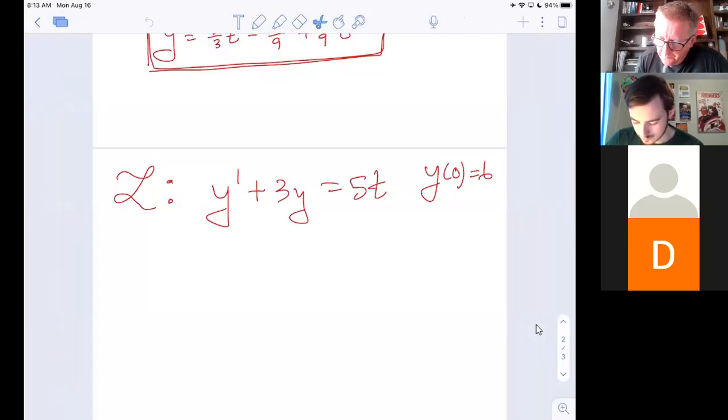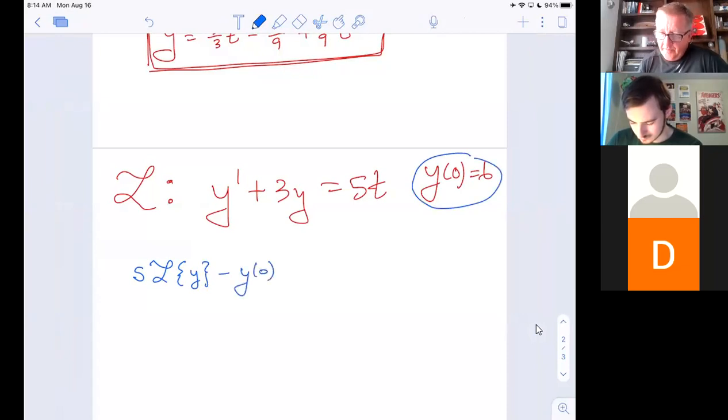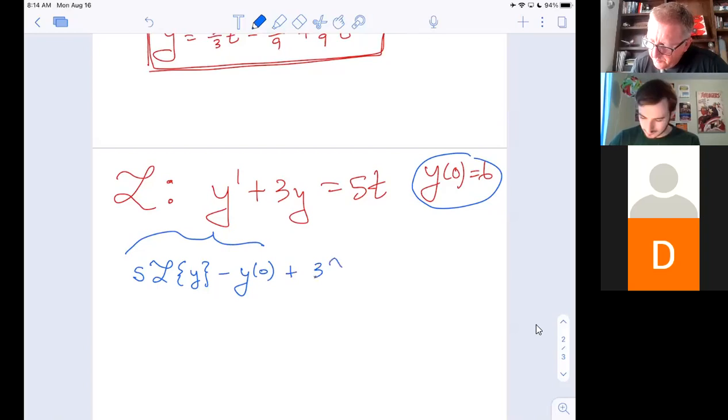So s times the Laplace transform of our function, which is y, minus y of 0. I think I'll go ahead and write y of 0 first. So there's the Laplace transform of y prime plus 3 times the Laplace transform of y equals the Laplace transform of 5t.